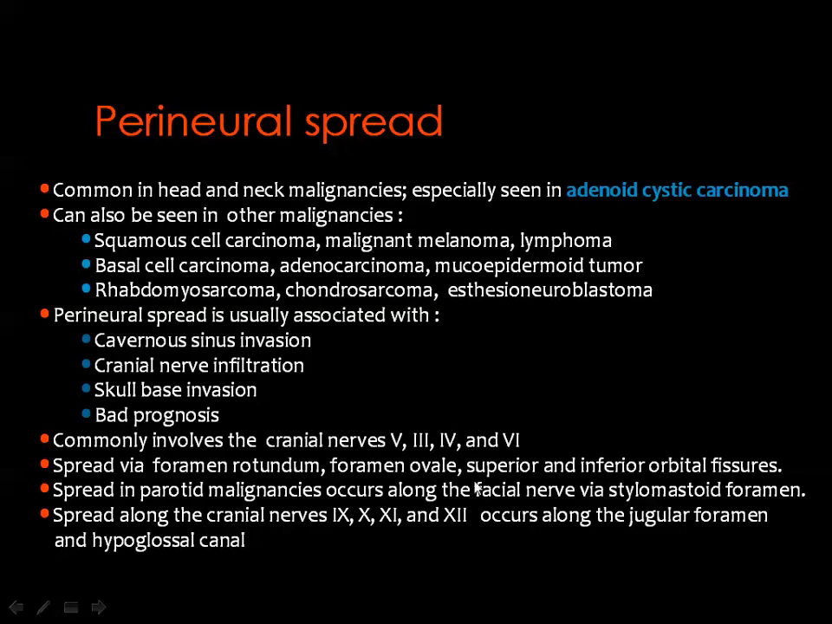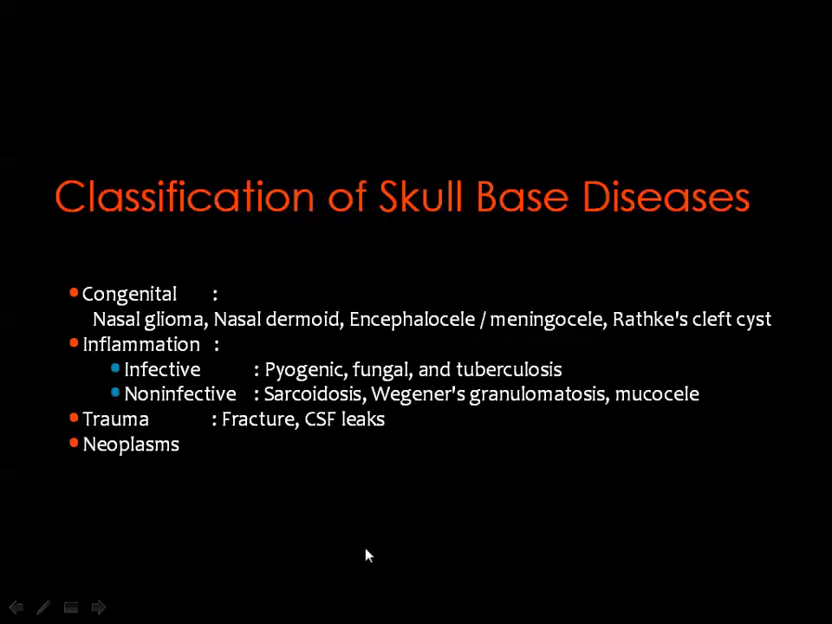The most commonly affected nerve root is the fifth, the trigeminal nerve, but it can occur along any of the well-known cranial nerves. This will lead to invasion of the cavernous sinus, invasion of the cranial nerve itself, and invasion of the skull base, and it is also associated with poor prognosis.